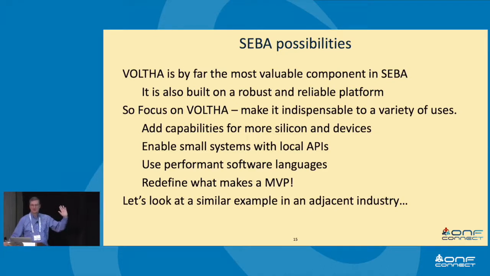I think everybody understands you're already on the path of using performance software languages, and there may be more to do there or maybe not. It's kind of what comes up. And then we can also redefine what makes a minimal viable product. It seems that the packaging we've done around SEBA may include things that are not necessarily being used by any of the carriers. We need to sanitize that and make sure that we're working on the things that matter to the users at the end of the day.